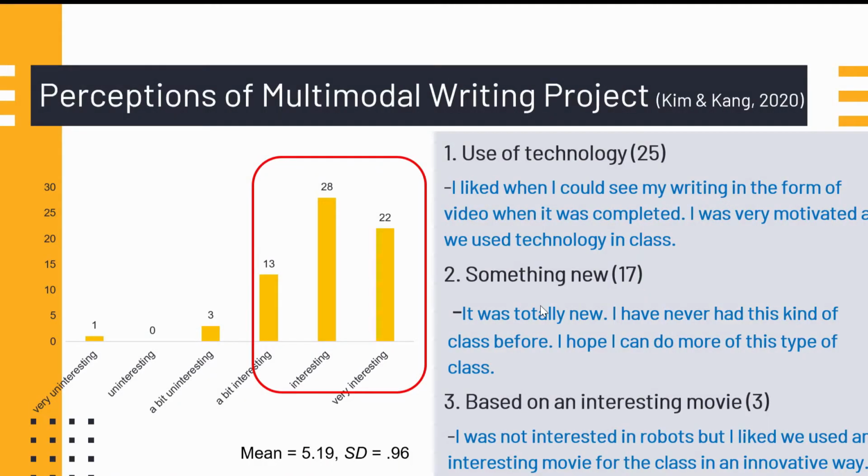And in terms of the perceptions of the multimodal writing project, overall students found this project very interesting. Some of the reasons they provided were related to the use of technology and novelty effects. These are high school students, and they really like using different, new technology, and this project helped them to be exposed to different technology in the classroom, and they really enjoyed using the technology in English class.